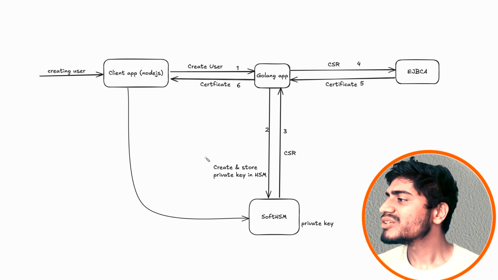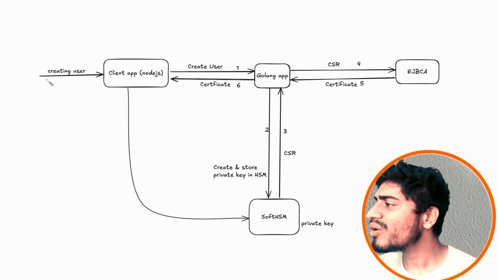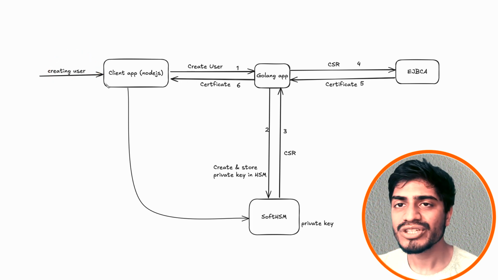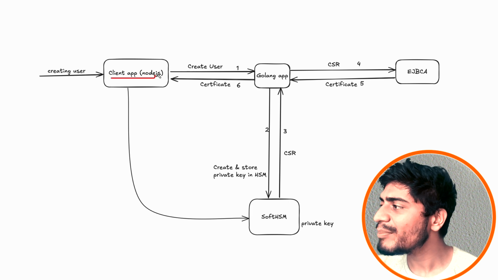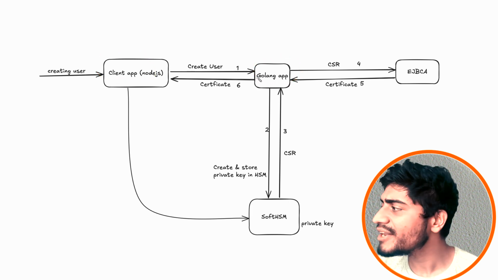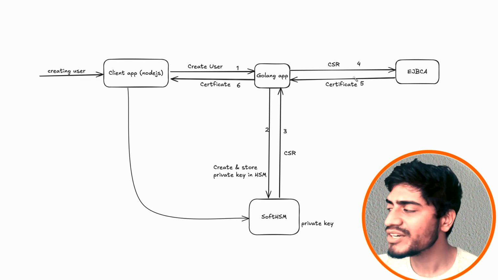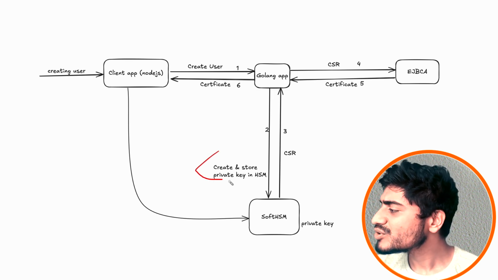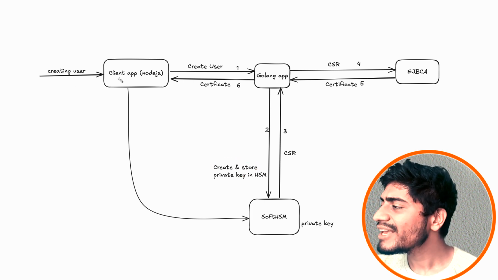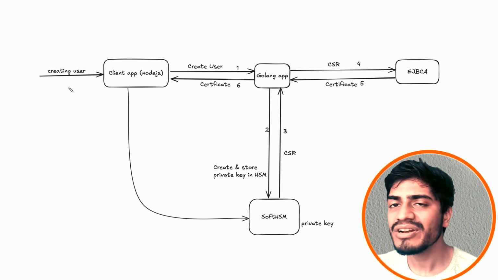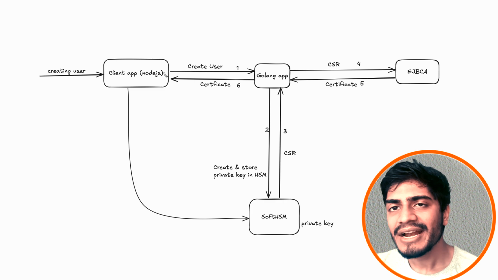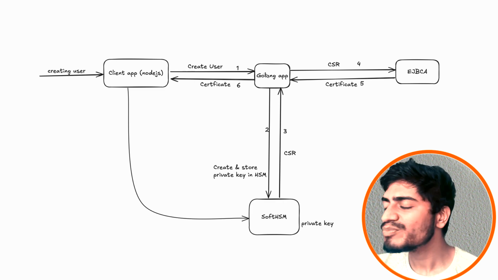Along with SoftHSM. So whenever we want to register a user onto the system, again, this is my implementation, your implementation may vary. Here I'm using two services. One is a Node.js application, which is a client application. The second one is a Golang application, which interacts with the EJBCA to get the certificates, and with SoftHSM to store those private keys and sign the data. So whenever we want to register a user, the request is sent to this client application, and the client application then sends that request to my Golang application.